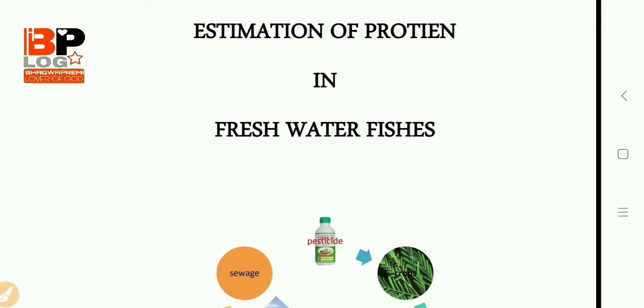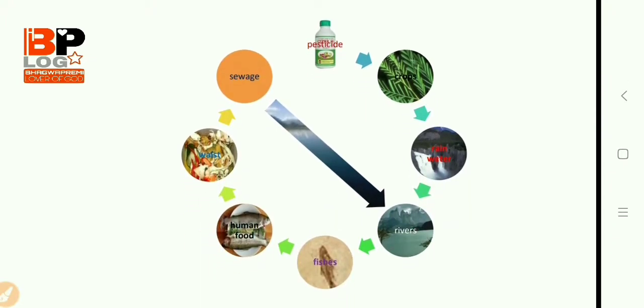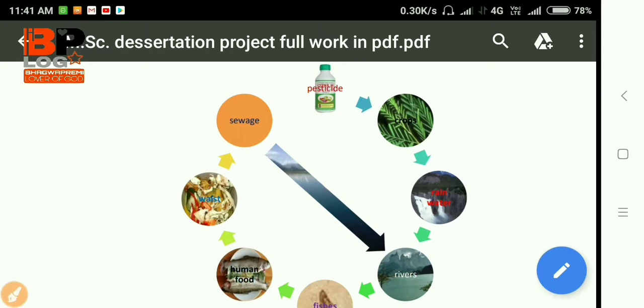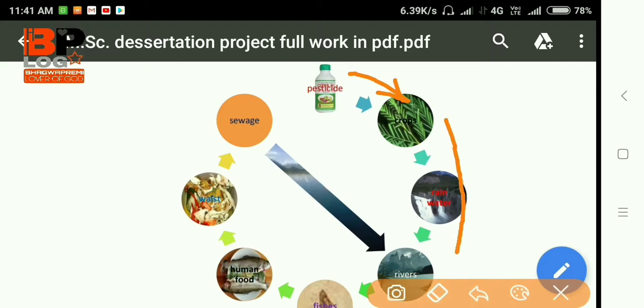Estimation of protein in freshwater fishes. Pesticides go to crops, then into rainy water, then the rainy water mixes into the river. Many types of fishes live in this fresh water and take water for oxygenation, but some amount of pesticide also enters their bodies, then human beings catch the fishes and eat them. So the content of pesticide spreads from one place to another.